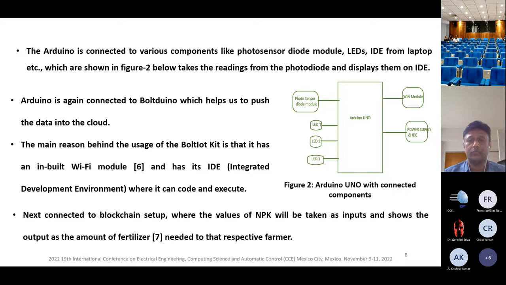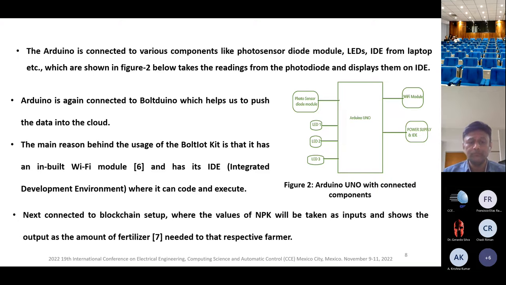Just now I described the photosensor diode module and LEDs, and it is connected to the IDE also. The main advantage of using this Bolt IoT kit or Arduino microcontroller connected to this kit is that it has an inbuilt Wi-Fi module and also has an IDE, integrated development environment, where we can code and execute. That's why we have selected this.